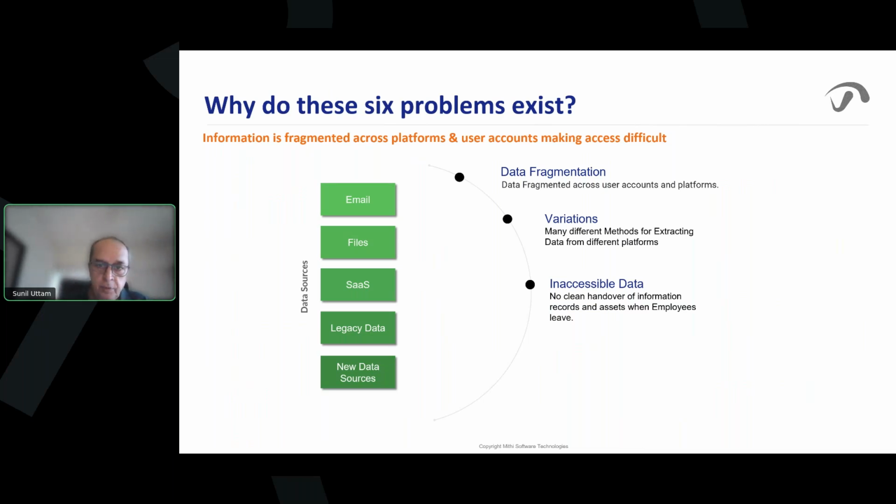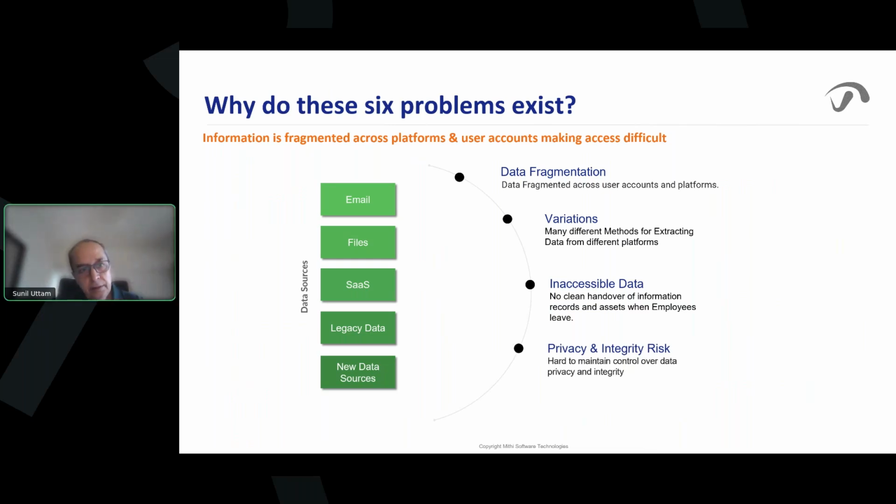These problems which we just discussed exist because of these lower level IT related causes. Data fragmentation is maybe an architectural issue. Variations, nothing can be done about it. Data variations are bound to be there. Data accessibility is missing. Privacy and integrity risk.